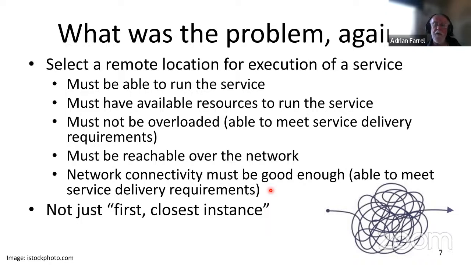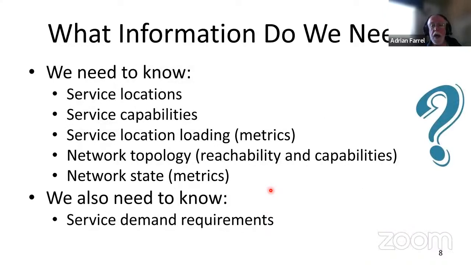So this is not just find the closest first available instance of the service, it's find the best instance of the service. So you could look at this a bit like a traffic engineering problem, where we're not just finding the first shortest path, but we're finding the path that meets the service requirements. But we're also looking at the endpoint, choosing the endpoint according to a group of metrics. So what do we need to know? What are those metrics? Well, we need to know the service locations. Where are the services available? What service capabilities exist at those locations, what are the current loadings of those locations or service instances, what's the topology and the reachability towards those locations, and what's the current state of the metric.